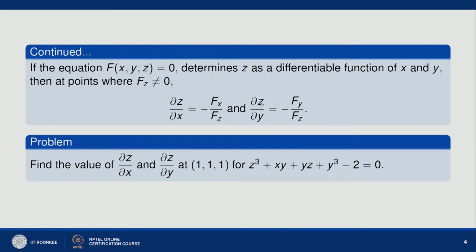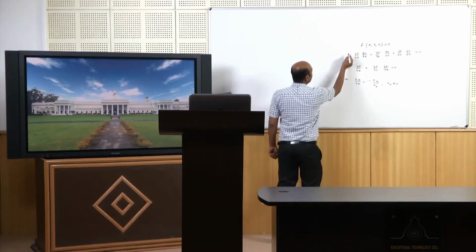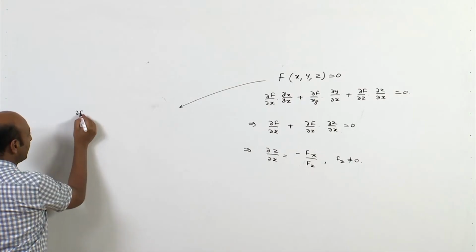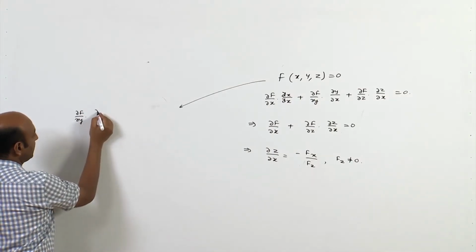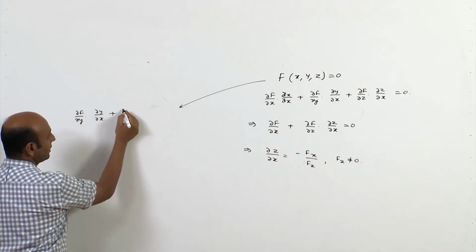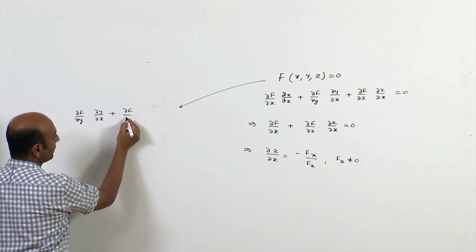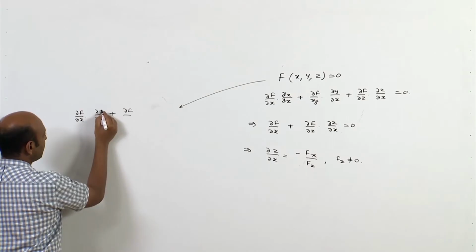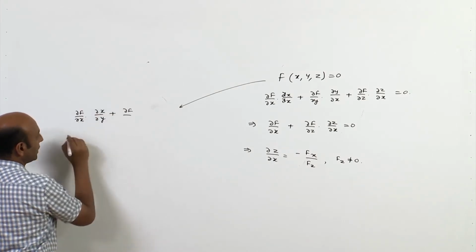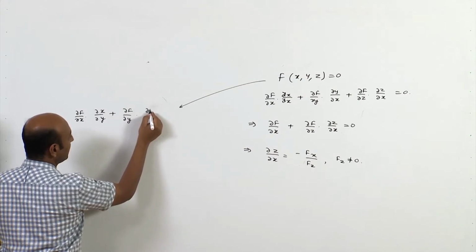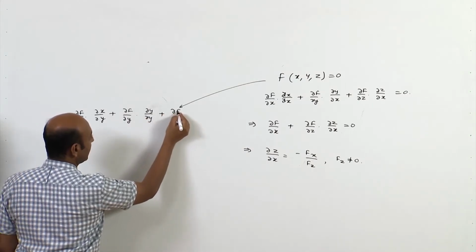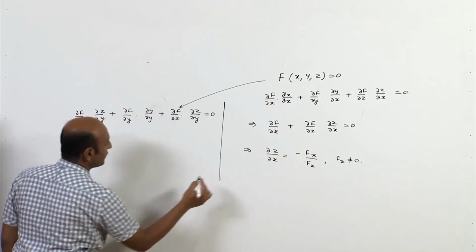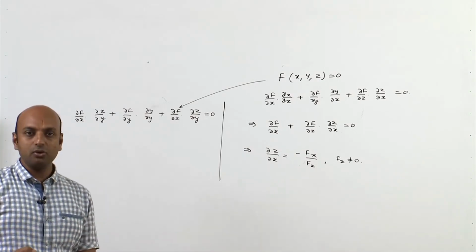Now, if you want to compute del z by del y, similarly you can differentiate partially with respect to y. It is del f by del x into del x by del y plus del f by del y into del y by del y plus del f by del z into del z by del y, because you are differentiating partially with respect to y on both sides.